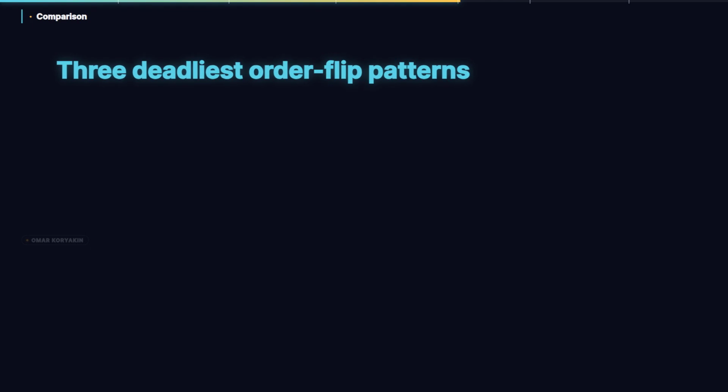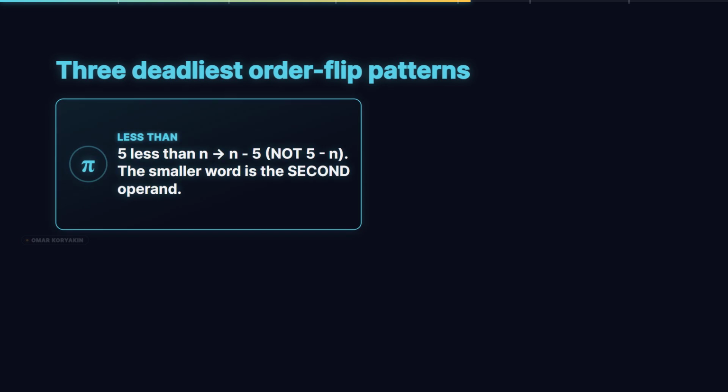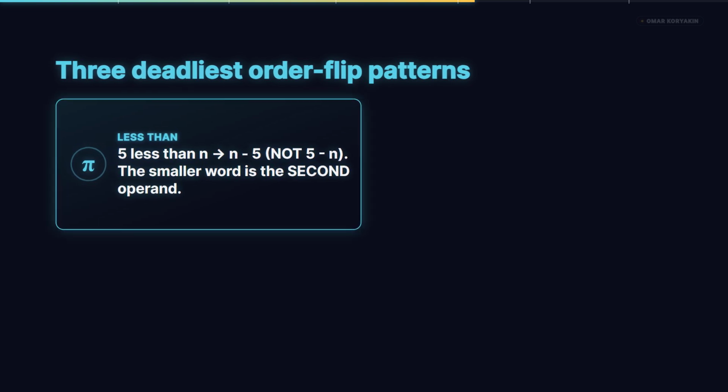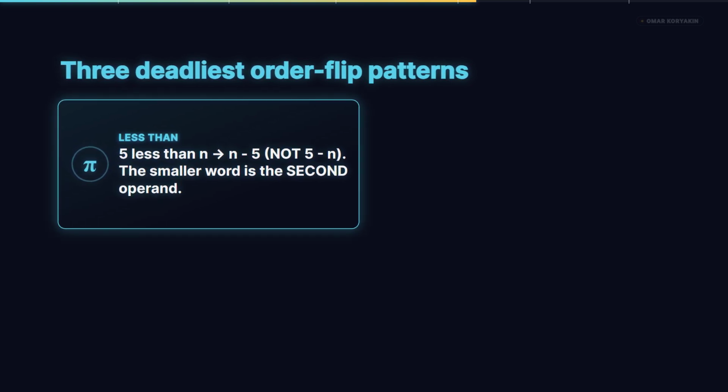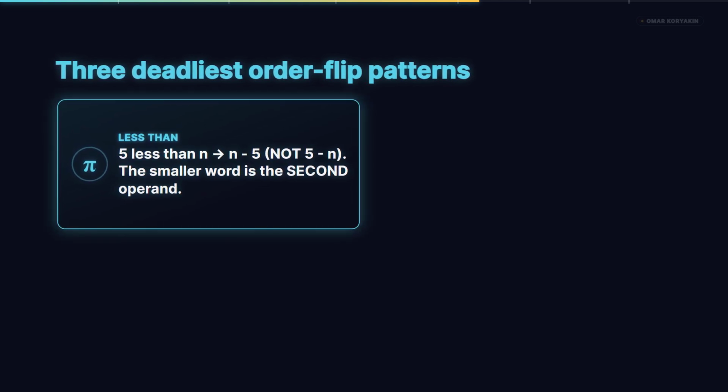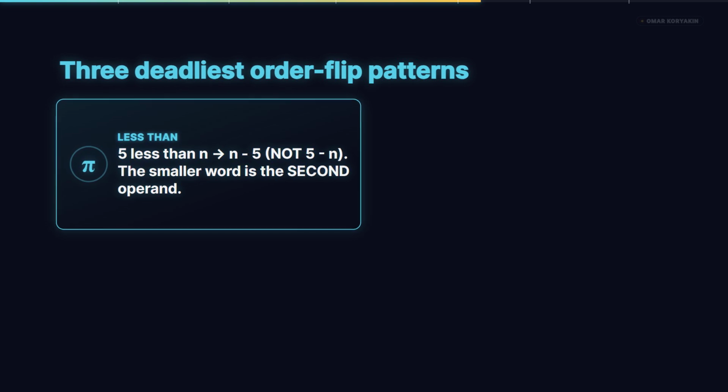3 order flip patterns that catch every algebra student during their first weeks of word problem work. Each one reverses the natural left to right reading and produces a wrong algebraic expression if translated literally word by word. First pattern, less than. 5 less than a number is the variable minus 5, not 5 minus the variable. The phrase less than reverses the order: the smaller quantity in the phrase appears as the second operand of the subtraction, not the first.